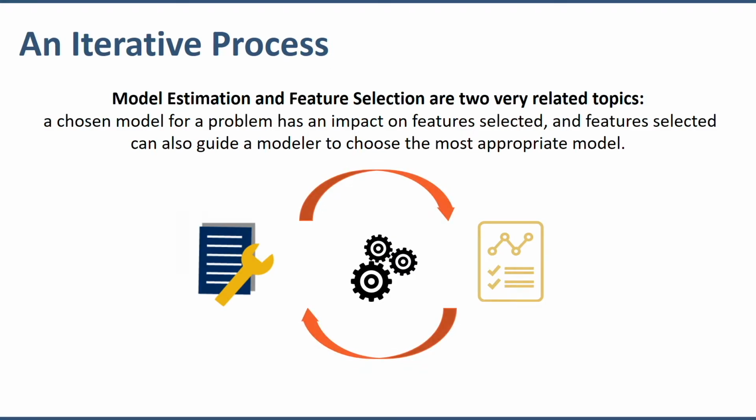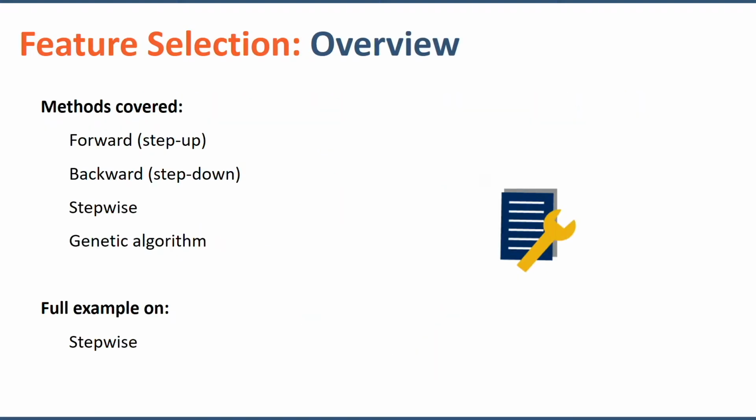The two are very related topics, as a model selected for a problem can have an impact on what features are selected, but the selected features can also guide a modeler to choose the most appropriate model. For the sake of this presentation, we will explain selecting features first, then move on to building models with the selected features. The best model is not always the most complicated.